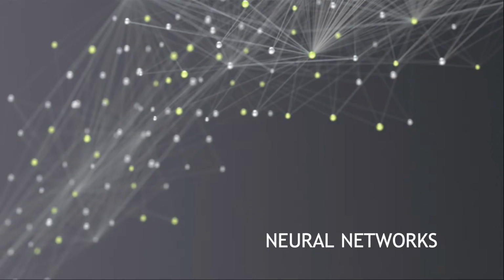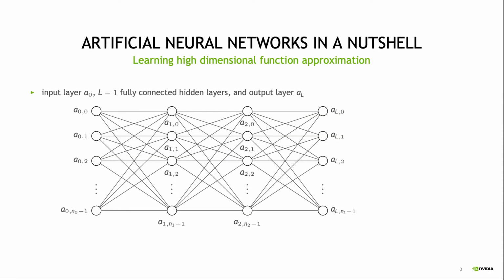Let us briefly review some basics of neural networks. Given an input vector A0, an artificial neural network computes an output vector AL. It does so by means of a computational graph whose vertices are neural units connected by weighted edges. These neural units are organized in layers. As depicted here, all neural units of one layer are connected to all neural units of the next layer, and hence the layers are called fully connected.